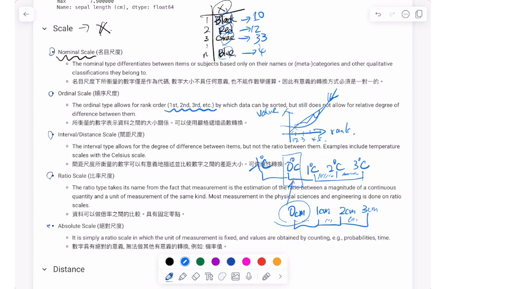And for the absolute scale, that means, for example, probability or odds. We have talked about odds in logistic regression. They're just two numbers divided by each other.